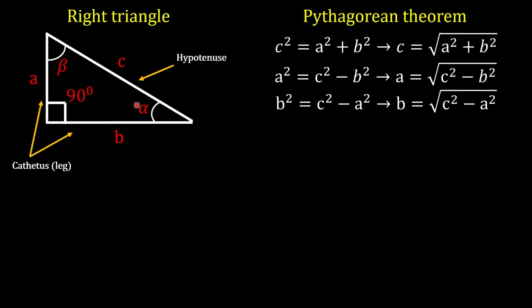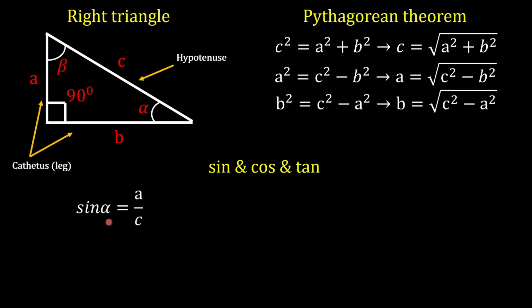If you know one angle, for example alpha, you can easily calculate beta, because the sum of all the angles in a triangle equals 180 degrees. Then you can easily calculate the other one. So let's assume that we know this angle alpha.